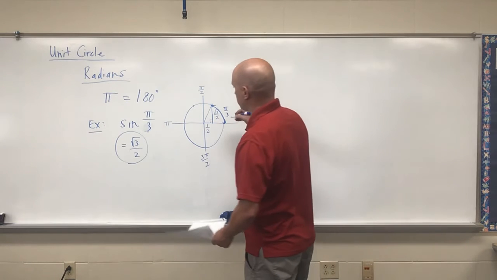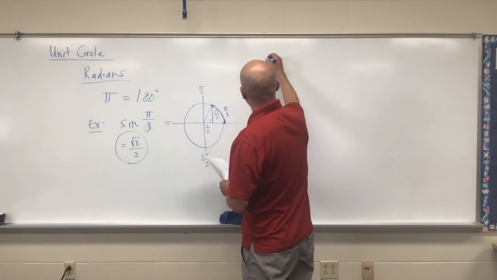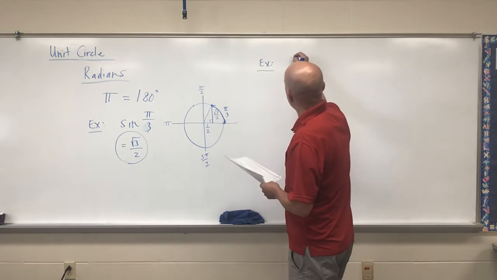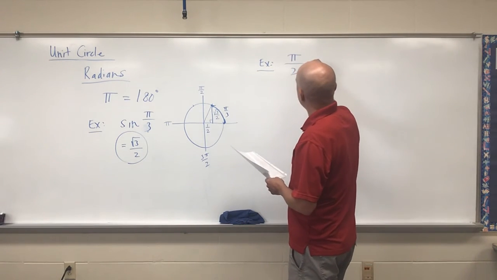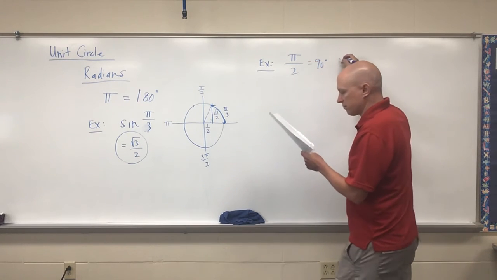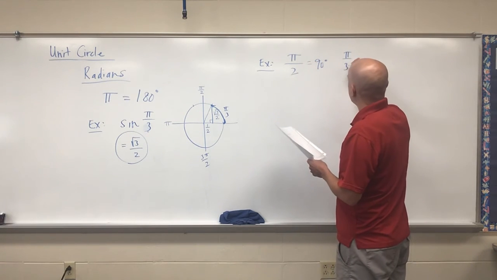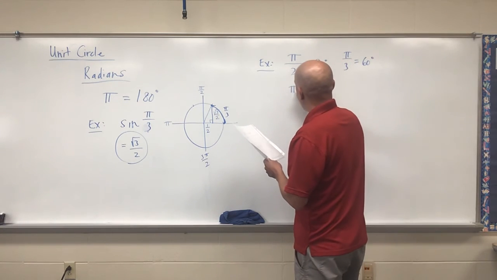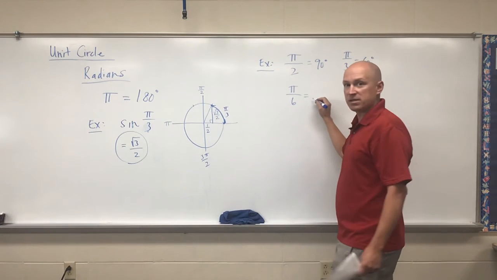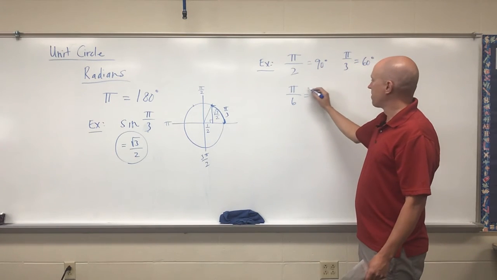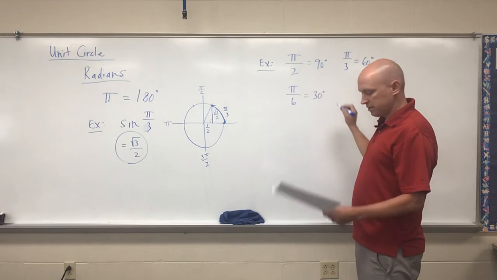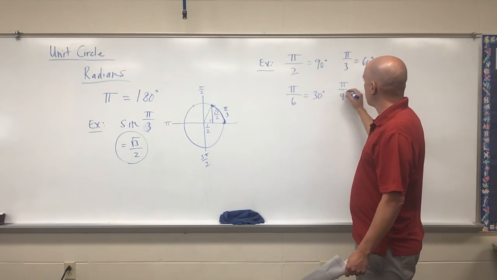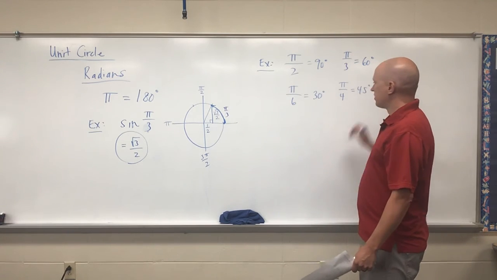Let's talk about some conversions here that we would definitely want to know. I'm just going to write an example, even though there's not many. It's not really an example. Pi over 2, we know, is 90 degrees. Pi over 3 is really just 180 divided by 3, which is 60 degrees. We also have pi over 6, which is 180 divided by 6, which is going to end up being 30 degrees. And last one, pi over 4 is equal to 45 degrees.